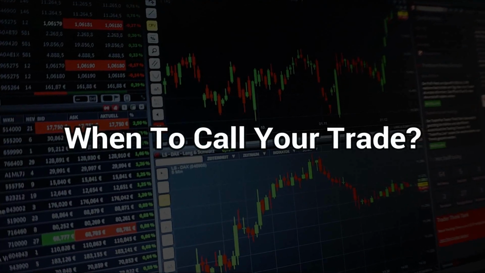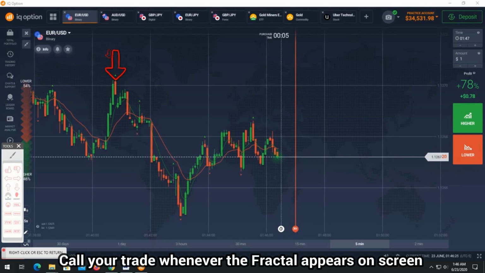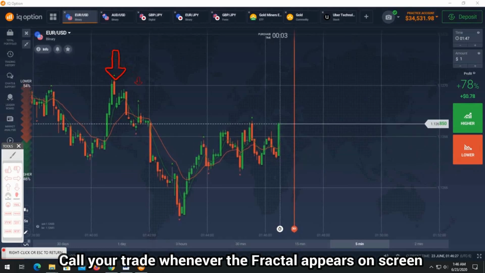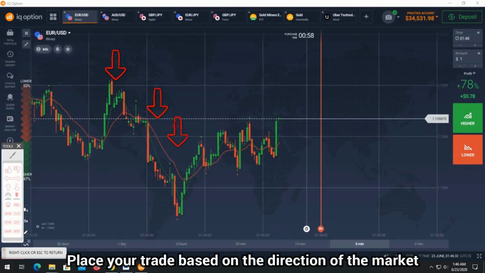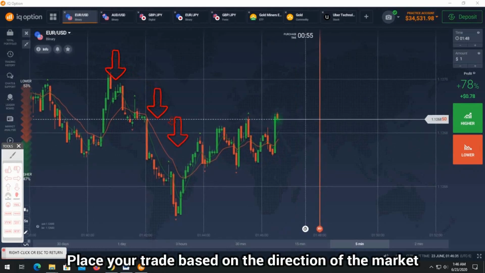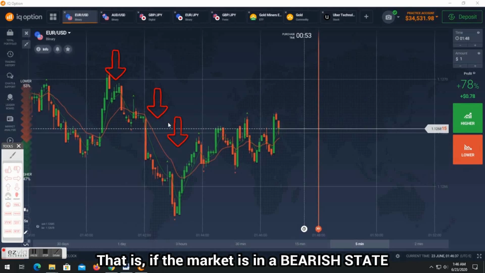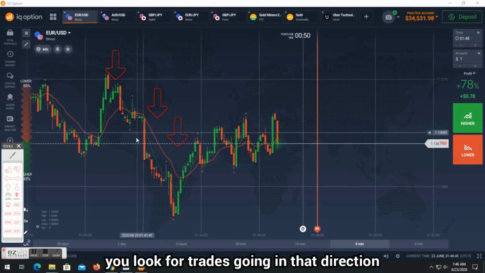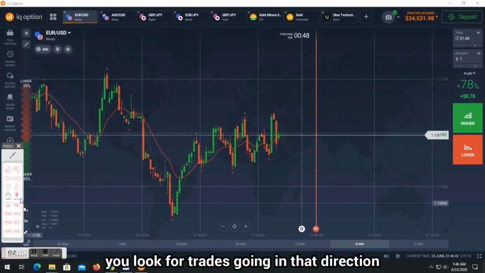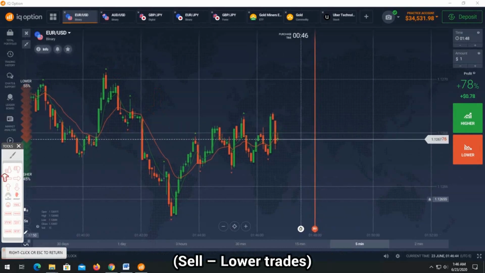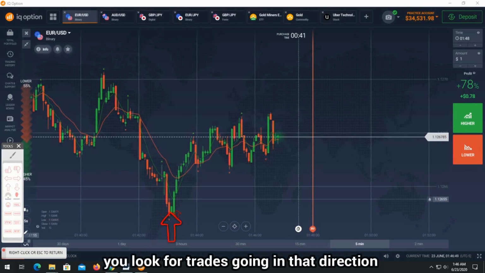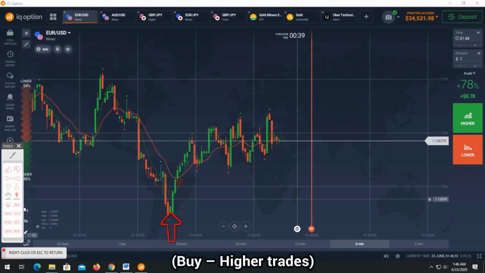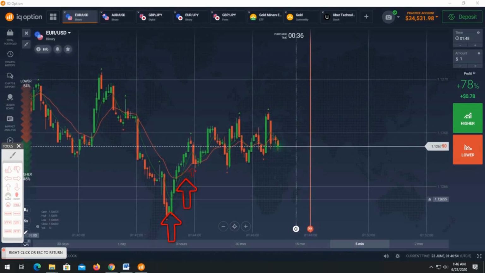When to call your trade. Call your trade whenever the fractal appears on screen, whether above or below the candlestick. Place your trade based on the direction of the market. That is, if the market is in a bearish state, you look for trades going in that direction. Sell lower trades. If the market is in a bullish state, you look for trades going in that direction. Buy higher trades.